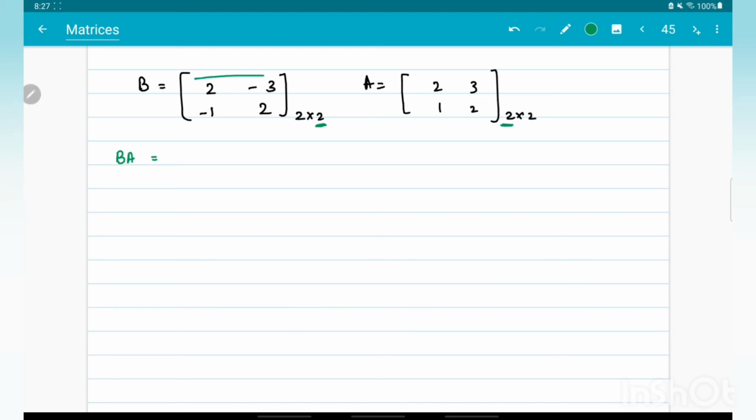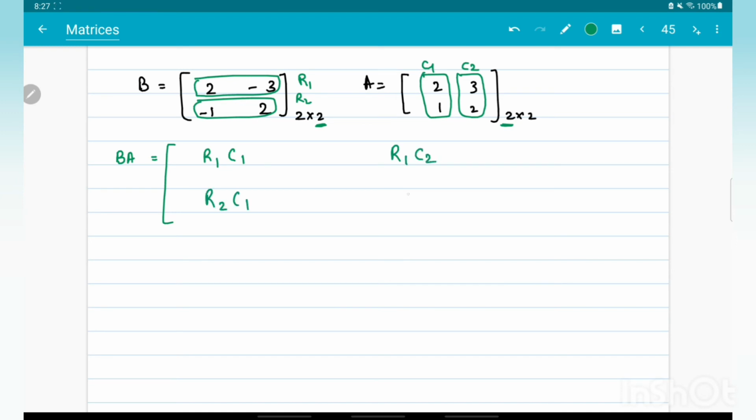So I'm going to multiply the rows of this matrix with the columns of the second matrix, like how we did in the previous one. This is my first row, second row, first column and second column. So first I'll multiply row 1 with column 1, then row 1 with column 2, then I multiply my row 2 with column 1 and row 2 with column 2. This is what basically I'm going to do here.